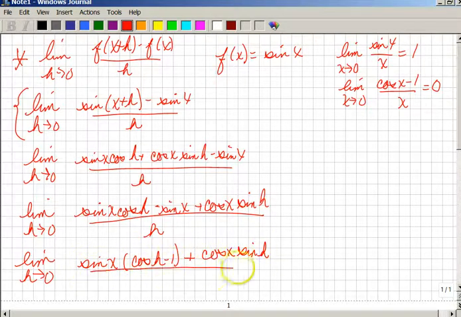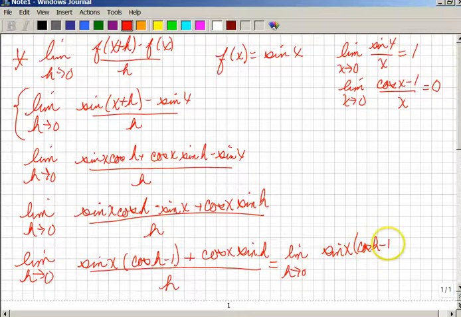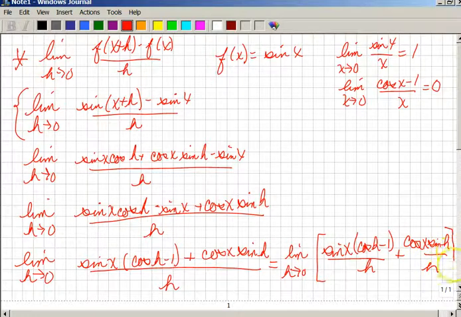Well, believe it or not, we're getting close to what we want. Now, taking a look at that numerator and the denominator, we're going to split this fraction up into two parts. So still, we're trying to find that limit as h approaches 0. So we got sine of x times cosine h minus 1 over h plus, again, I'm splitting this into two fractions, cosine x sine of h over h. So I just divided the fraction up into two individual fractions.